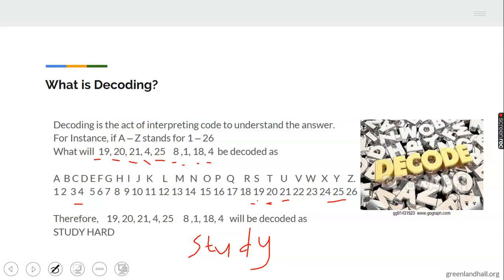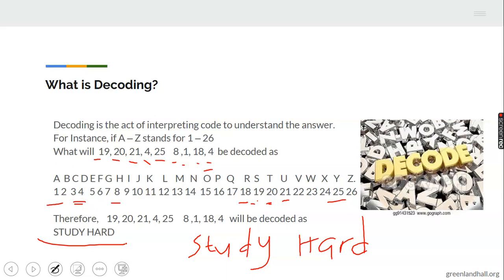Now let's go to the remaining numbers. 8 is H. 1 is A. Let's go to 18. 18 is R. And the last one is 4. 4 is D. Good. So what do we have there? Study hard. Can you see it now? As simple as ABC. Just at a glance, you'll be able to decode it.